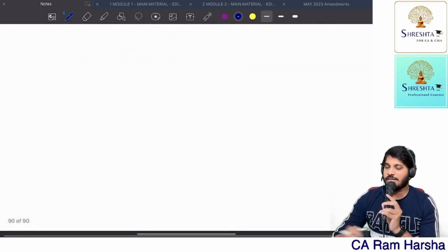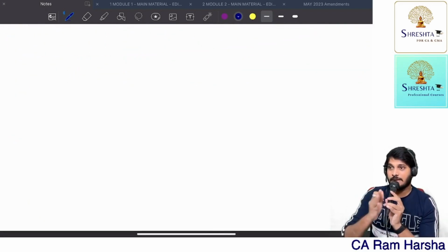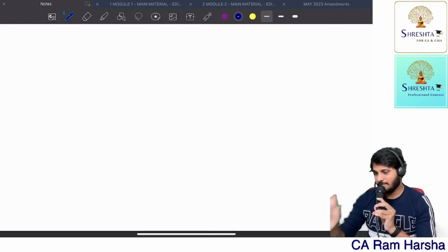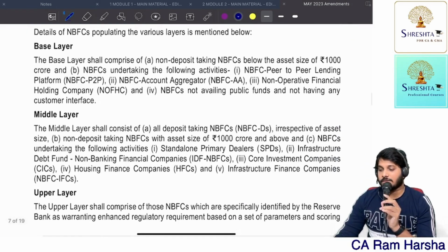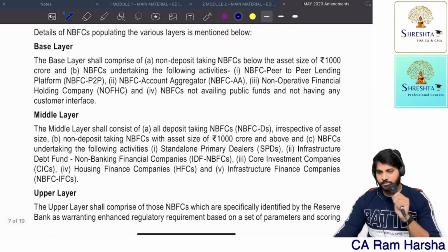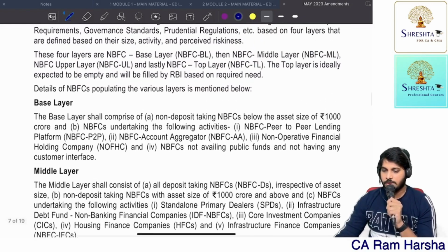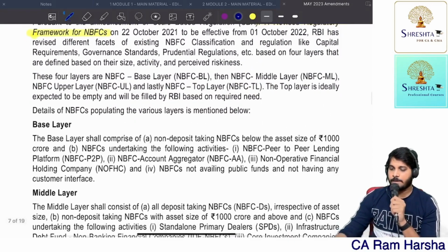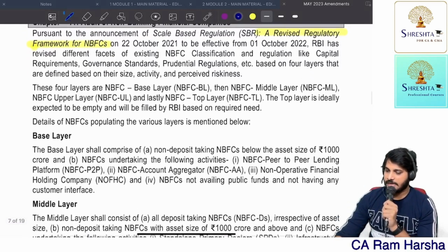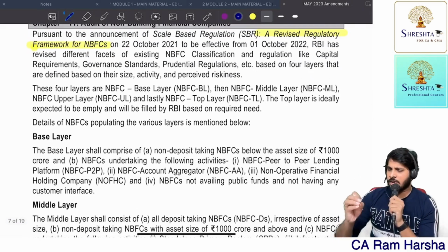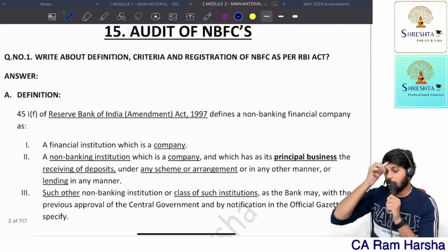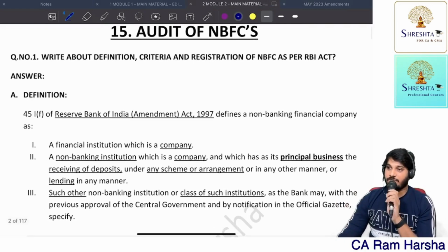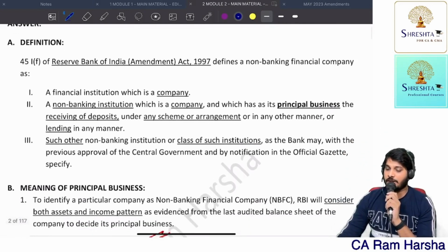So now, without any delay, we'll discuss simultaneously. We also discuss the amendment. By the way, when I come to NBFC classification, I'll come there. You see here, we'll directly discuss the amendment, or else once I start classification, I'll come back here. First one: write about the definition, criteria, and registration of NBFC.